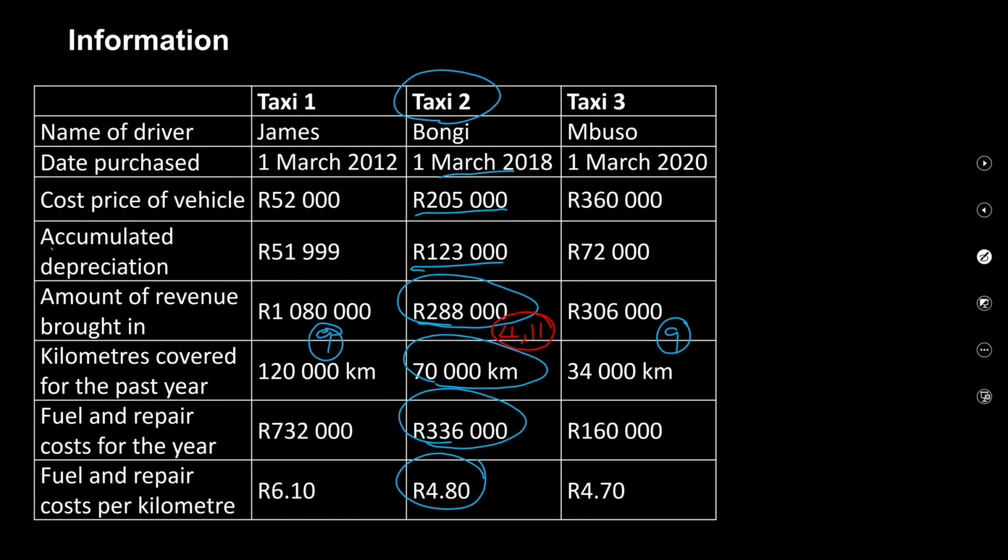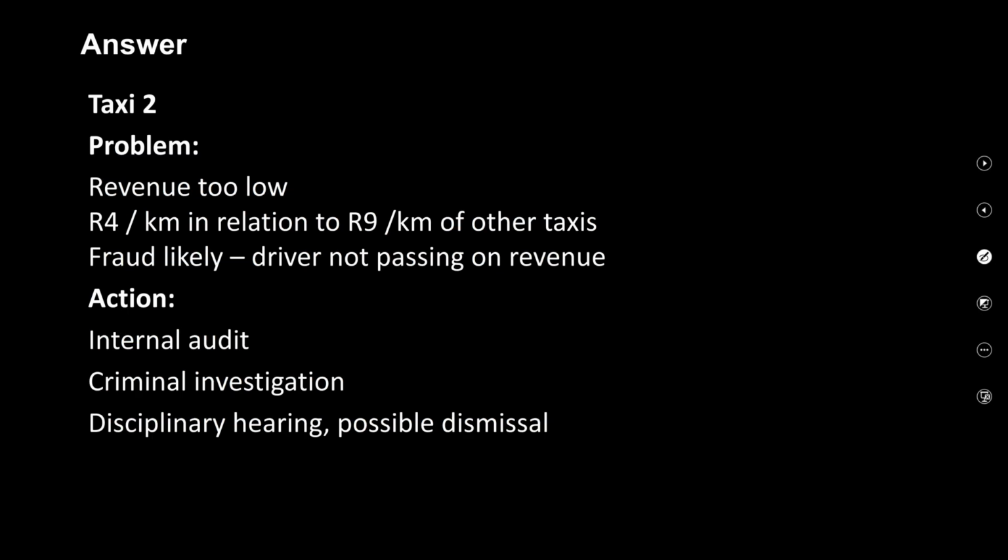Okay, what is it that we are concerned about? Taxi 2, your revenue is too low. 4 Rand per kilometer in relation to 9 Rand per kilometer of the other taxis, right?